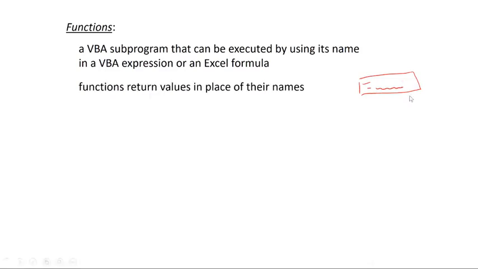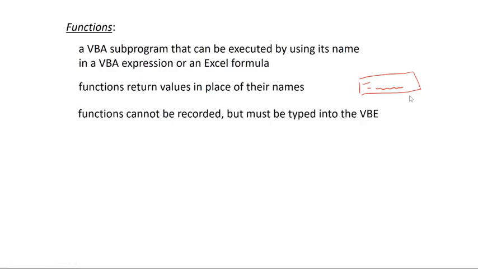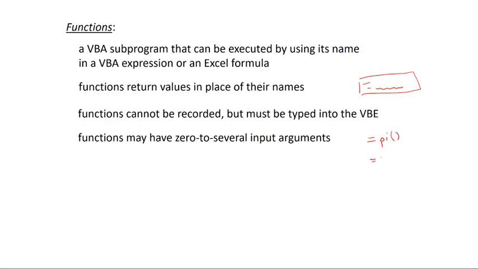So functions return values in place of their names. Functions cannot be recorded, but must be typed into the editor. Functions can have 0 to several input arguments. In contrast to subs, 99% of functions do have arguments, and it's very rare to have functions without arguments, but some of you might be familiar with the pi function, which doesn't have any arguments, or the now function in Excel, which also does not have any arguments.